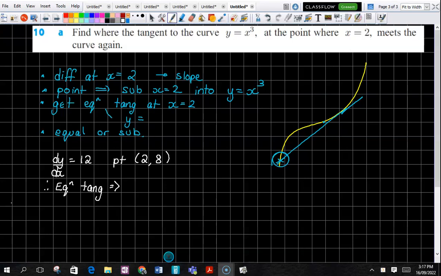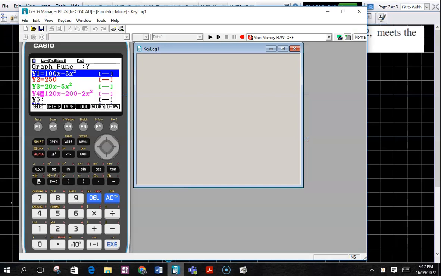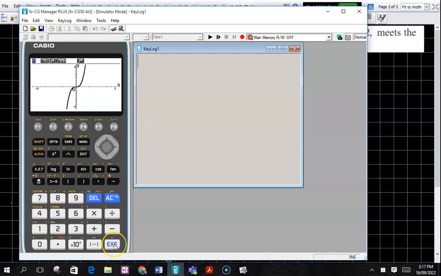Girls, please watch. So we go to the calculator. We type in y equals x cubed. I'm going to go normal. Okay. We're going to go sketch, tangent, at what point? 2. Enter. Not only does it give me the derivative, enter it again, and the equation of the tangent is y equals 12x take 16.